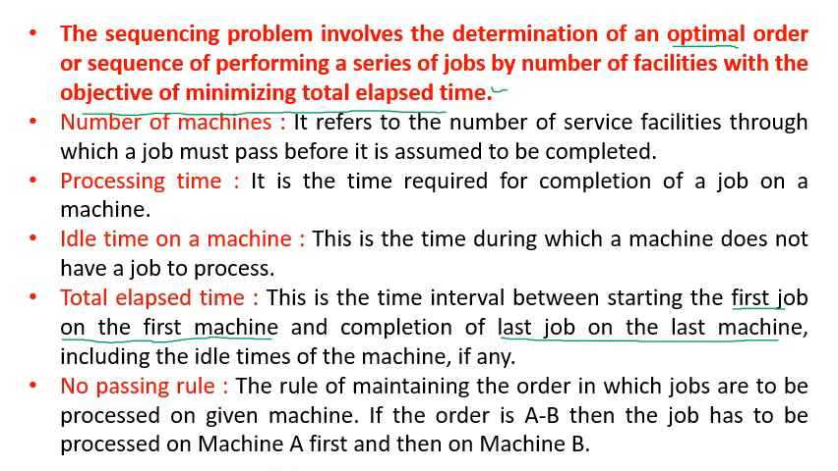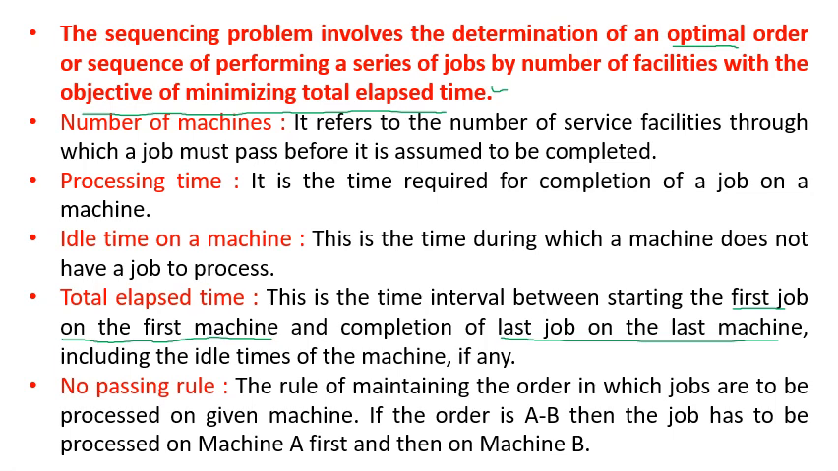Now, next is the no passing rule. What do you mean by no passing rule? This is the rule of maintaining the order in which the jobs are to be processed on a given machine. Say there are n number of jobs. N could be any number, 1 or higher. And say it is a 2 machine problem. All these jobs, say four jobs, have to go through 2 machines with their respective processing times. Now, no passing rule here means the order of the machines, once specified, cannot be changed.